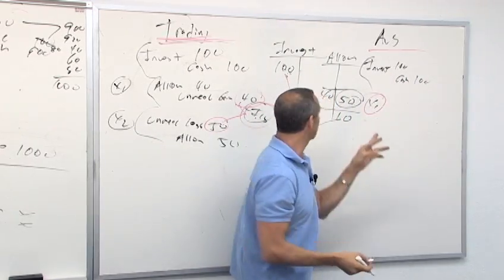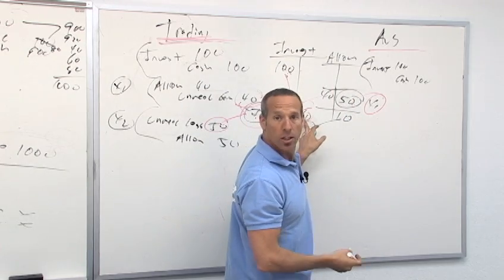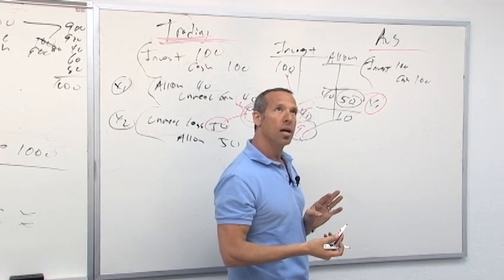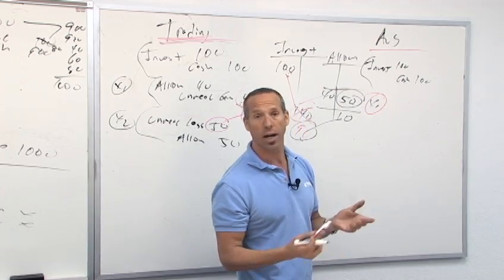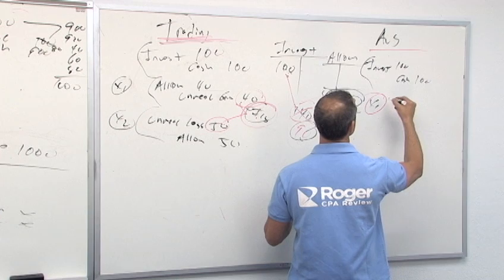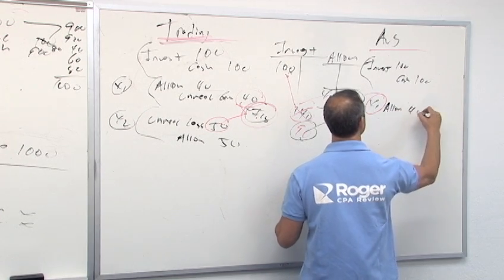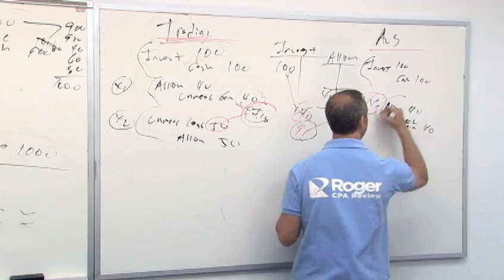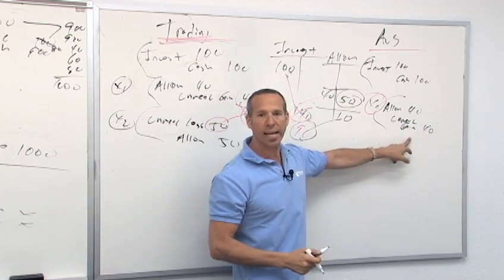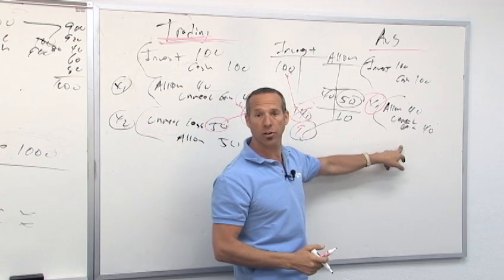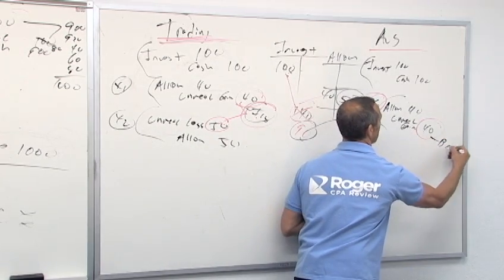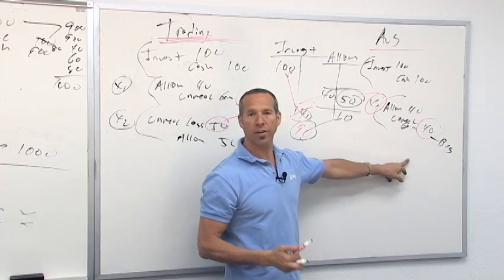The value goes up to 140. Now when it goes up to 140, what's happening here? Is it realized or unrealized? Unrealized. So debit allowance for 40, credit unrealized gain for 40. Now this unrealized gain, this is an available for sale security. So therefore it goes where? It goes to the balance sheet, as part of comprehensive income.